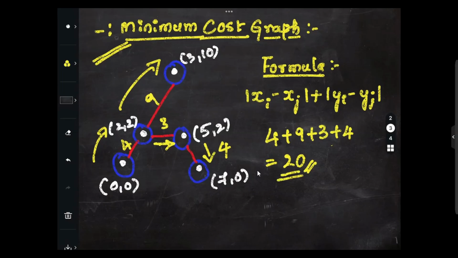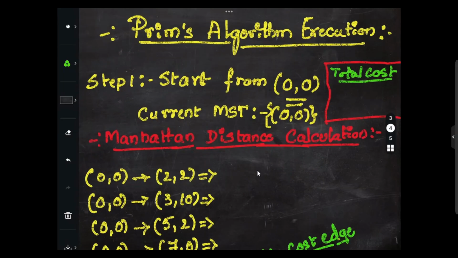So how can we yield to this graph? How can we calculate this one? What will be the approach? Let's see the same thing here. So first thing, we'll be going with the Prim's algorithm here. Prim's algorithm execution. Let's see the same thing with the minimum priority queue.